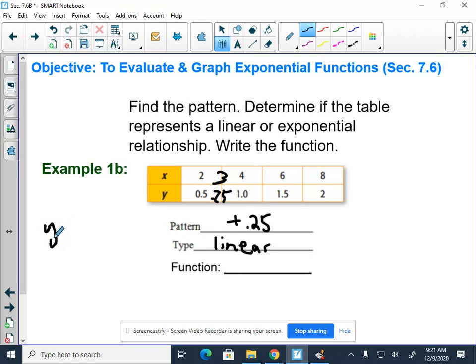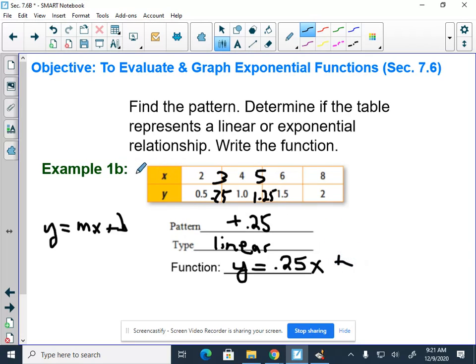So the linear equation is y equals mx plus b. To write the function, you take the slope. Now the slope will be the pattern. It goes up 0.25 for every x. Like in here, if I put in a 5 and I were to add to this, this would be 1.25. It's going up a quarter every time, a quarter of a unit.